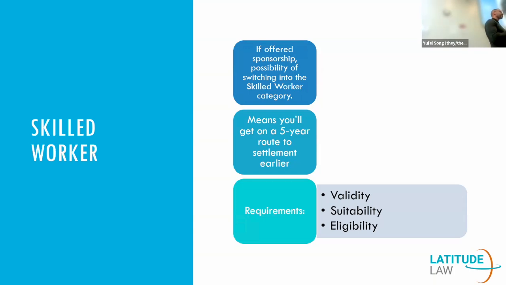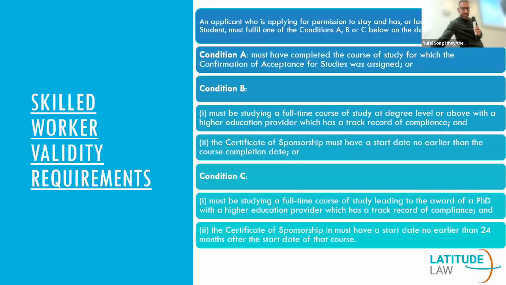And there's the eligibility requirements. So again, all visa applications require you to meet certain eligibility requirements, which I'll touch upon now. So sorry, just before I go on, one of the main eligibility requirements is in regards to being able to switch to the skilled worker category as a student. There's 3 main conditions, and you have to satisfy at least one of the 3. So that's A, B, and C.